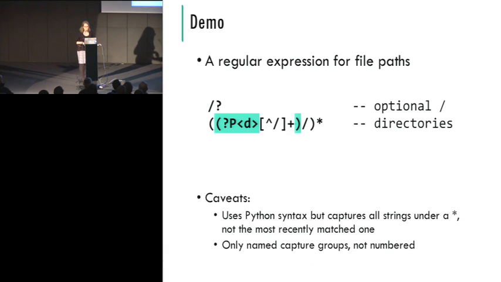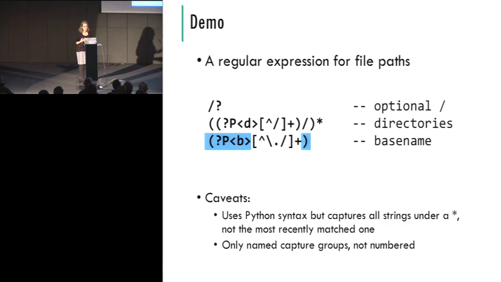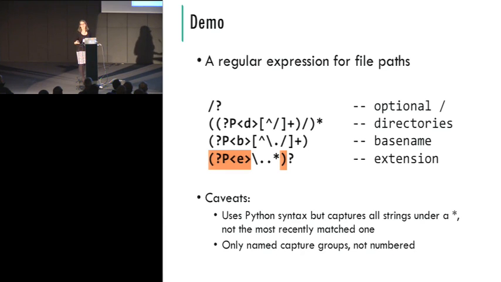And similarly, for the base name, I have another capture group. This one is called B, and the base name is any sequence of characters that doesn't include a slash and also doesn't include the dot character. And then finally, I have the extension at the end. It may or may not be there, so it has a question mark for that part of the regular expression. And it is also listed with a capture group. The extension must start with a dot, but then it's any number of characters afterwards. So this is the regular expression that I'm going to use.